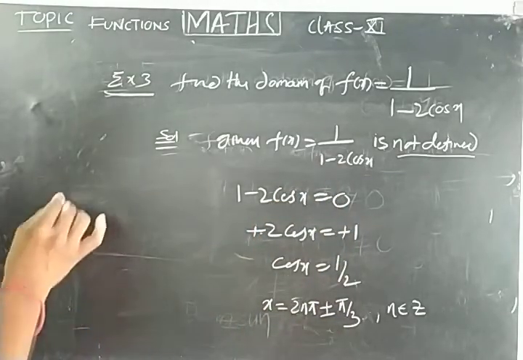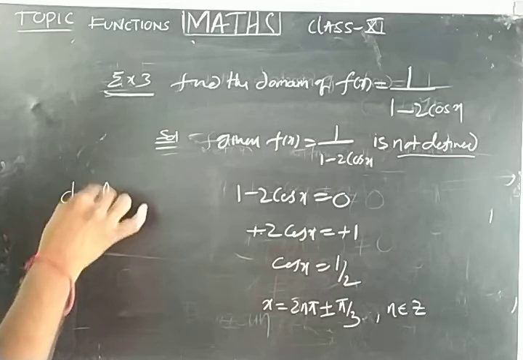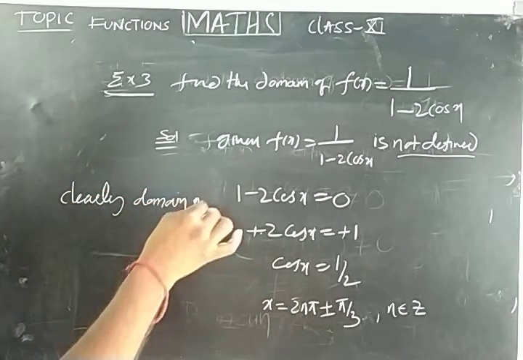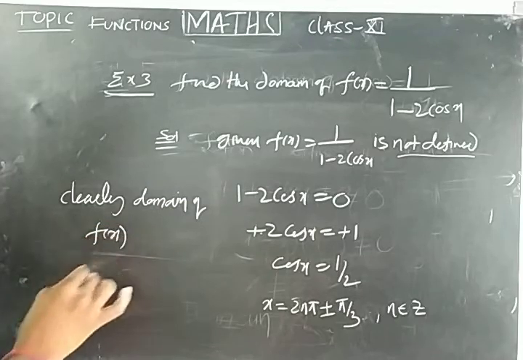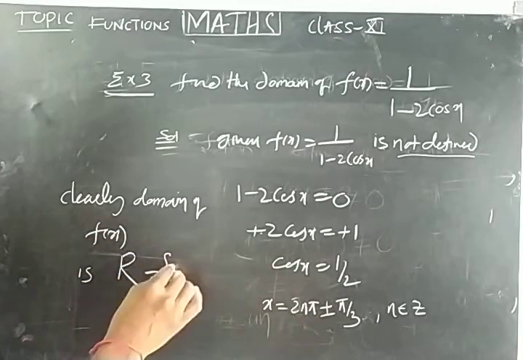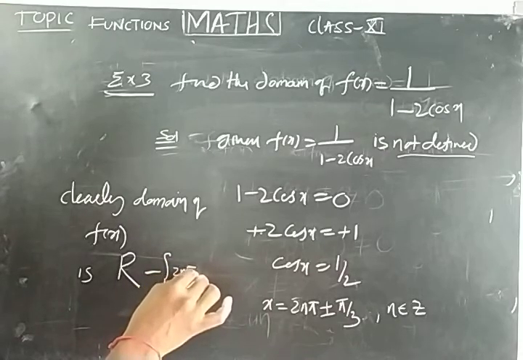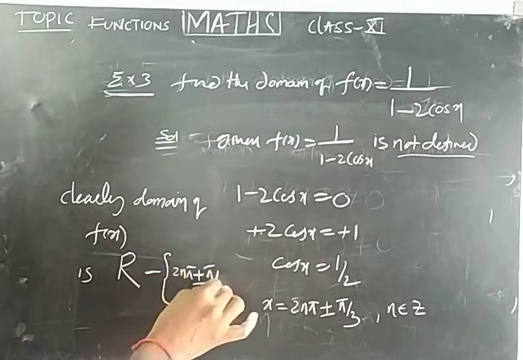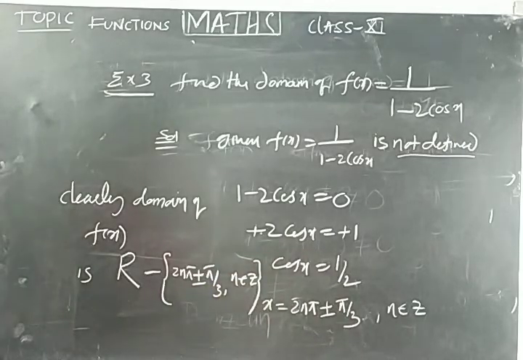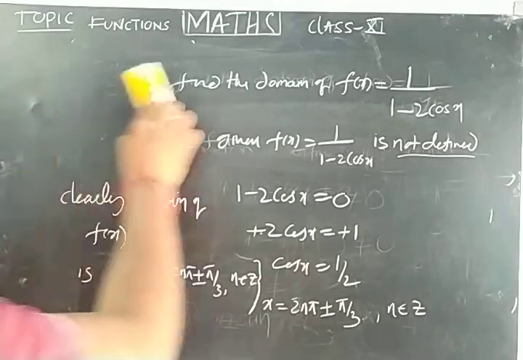So now clearly, what is the domain? Clearly, the domain of f of x is all real numbers except these values. Which values? 2n pi plus or minus pi by 3, where n belongs to Z. Understood? This is the domain of the required function 1 minus 2 cos.